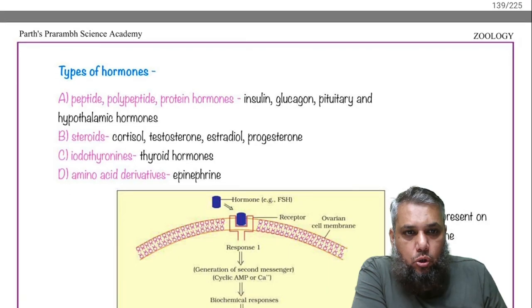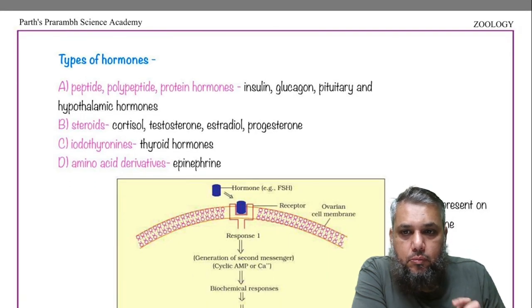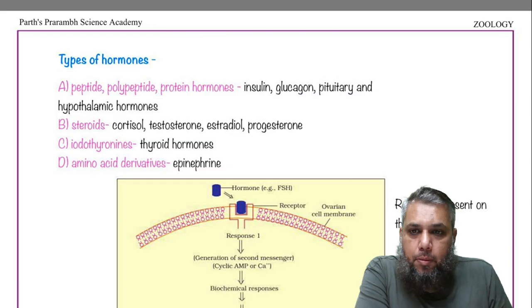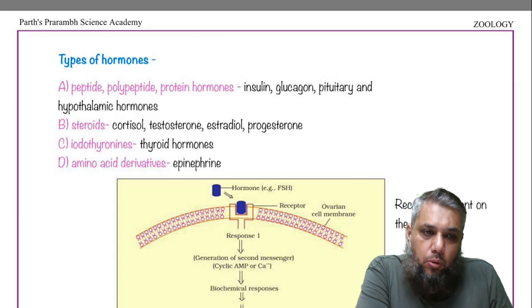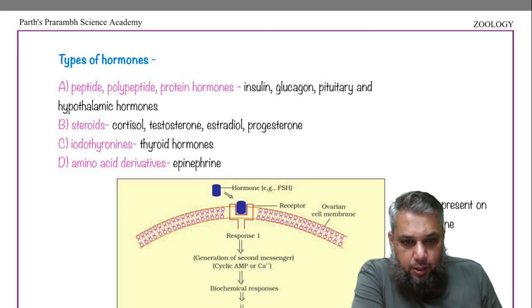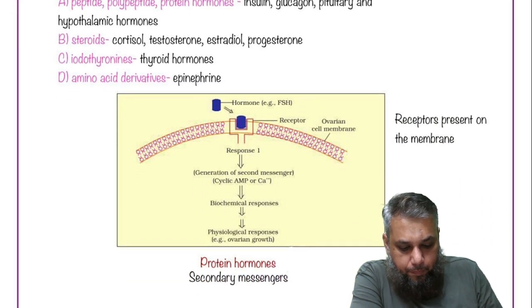So after looking at all these hormones, we have seen that the hormones are of different types. It can be a peptide hormone, polypeptide hormone, or a protein hormone, such as insulin, glucagon, the pituitary hormones, and the hypothalamic hormones. The steroid hormones include cortisol, testosterone, estradiol, and progesterone. Iodothyronines include the thyroid hormones, and epinephrine is an amino acid derivative.